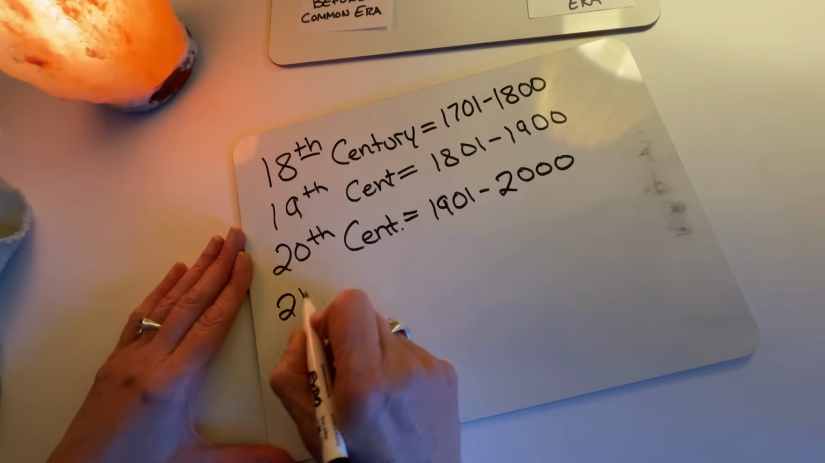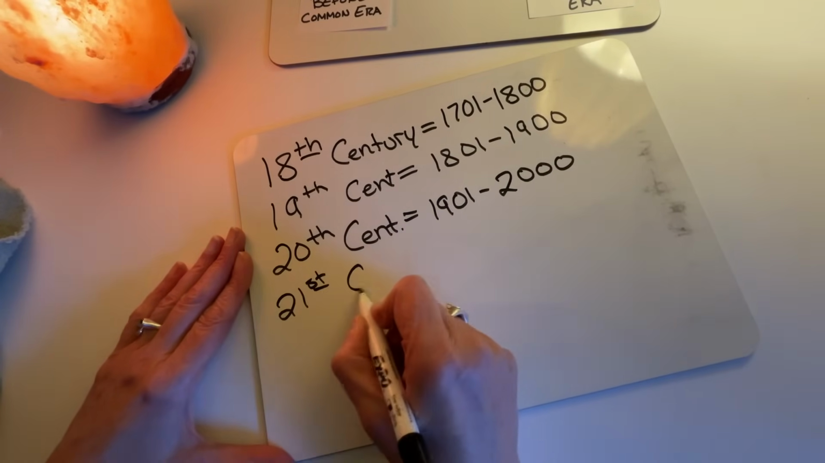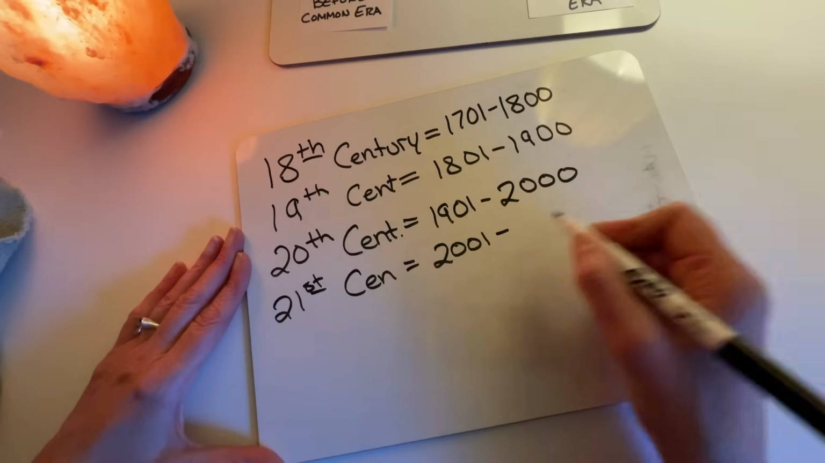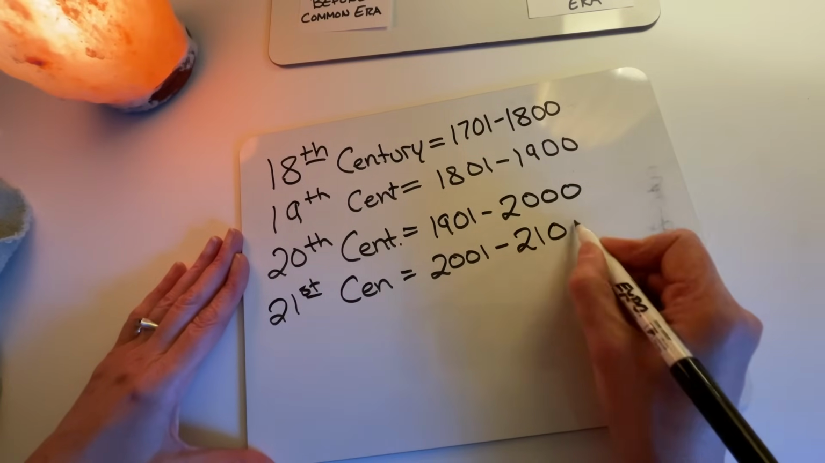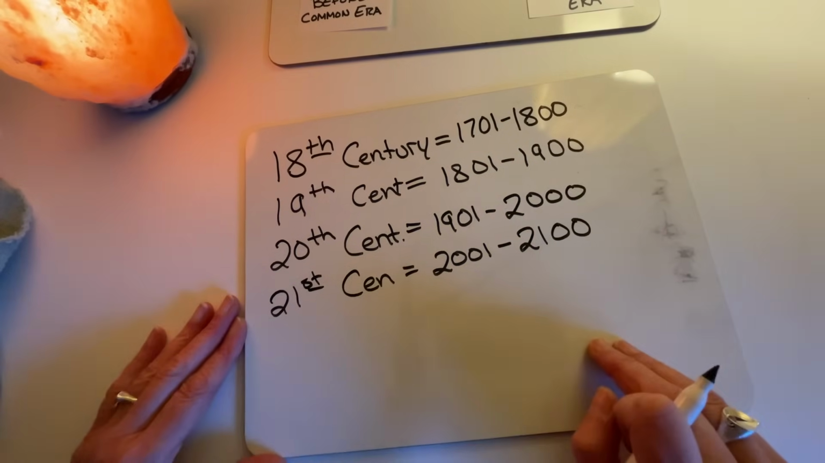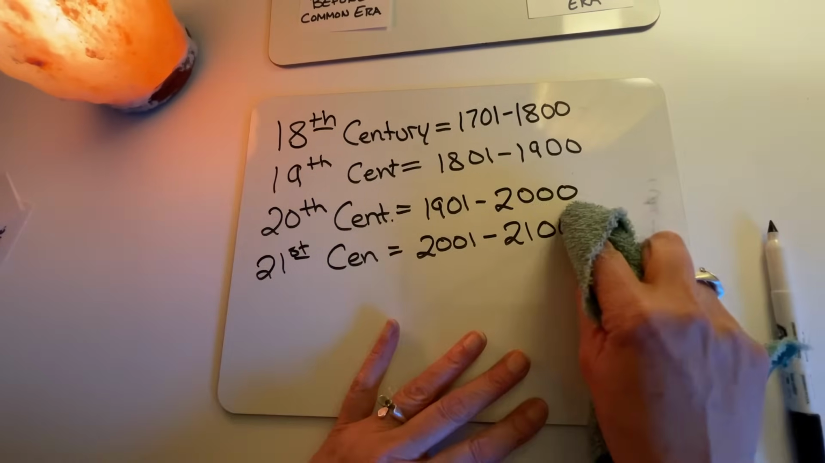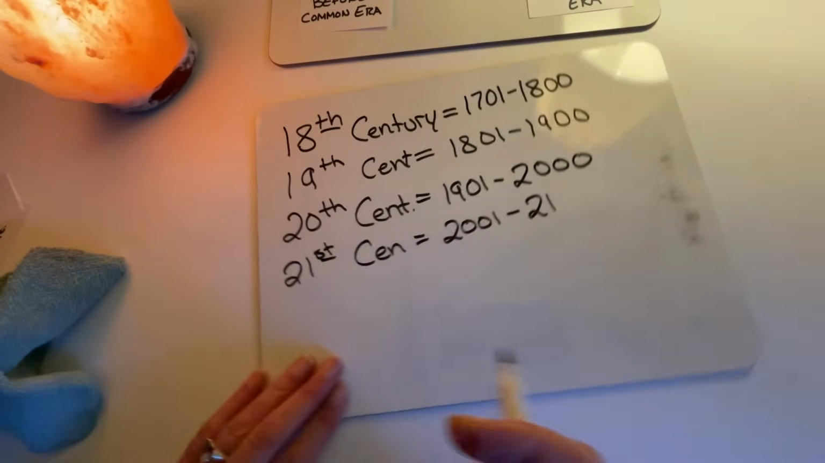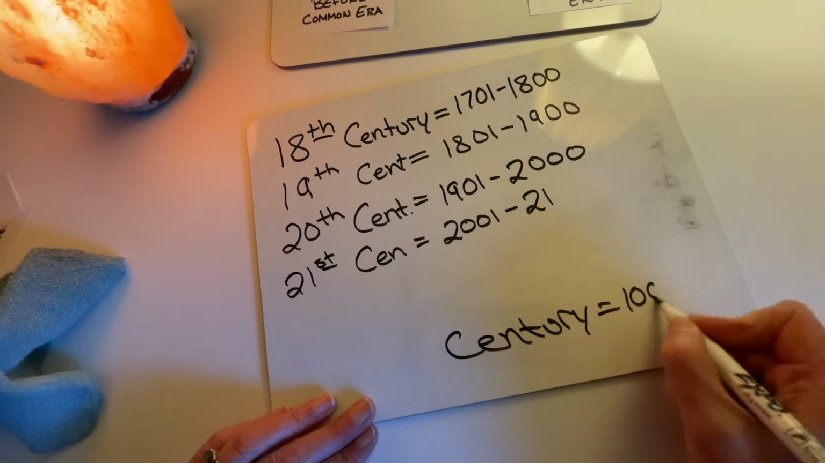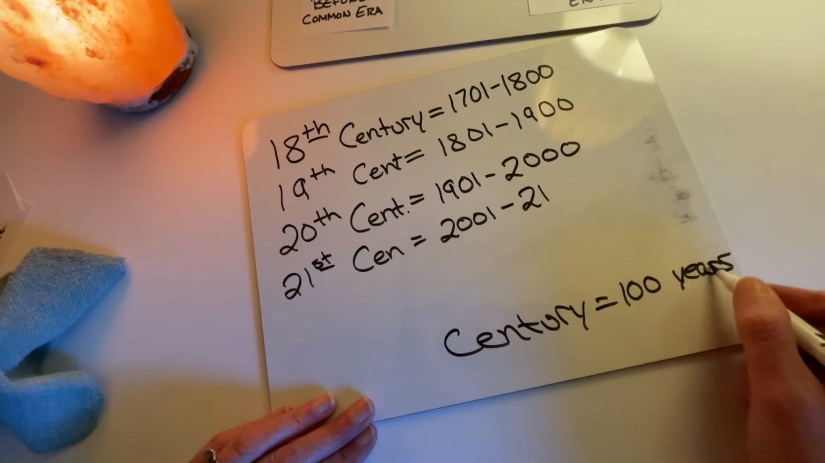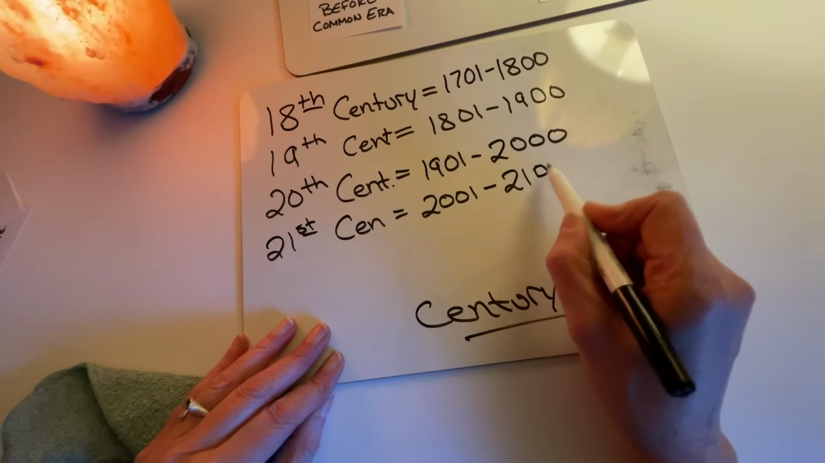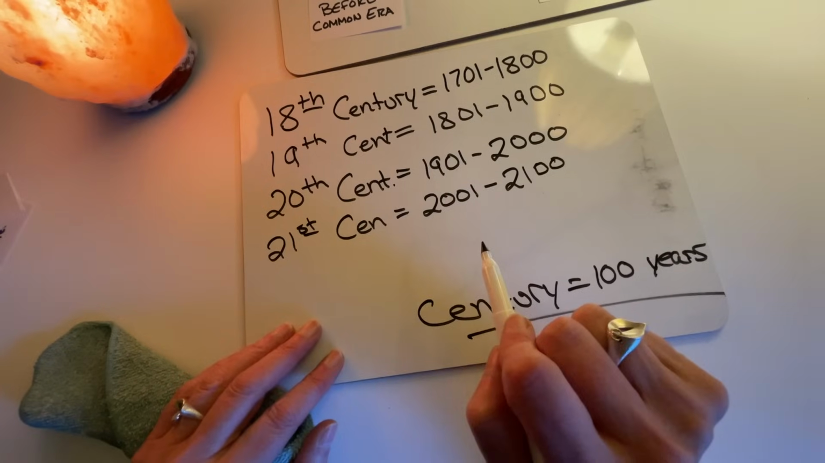And then 21st century, 2001 until 2100. Because see, if you take that, it's 21st. Take that, it's 20th. So anytime you just go to the end of that century. A century, by the way, did I forget? Okay, a century equals 100 years. I should have started with that. A century is 100 years. Okay, but so if you take away those zeros, that'll tell you the 21st.